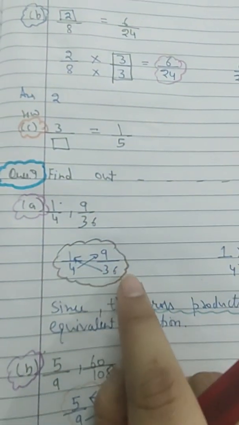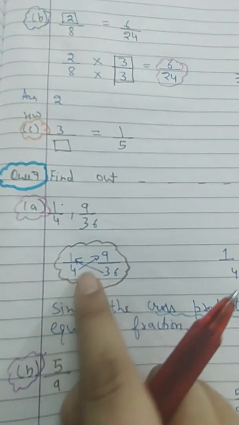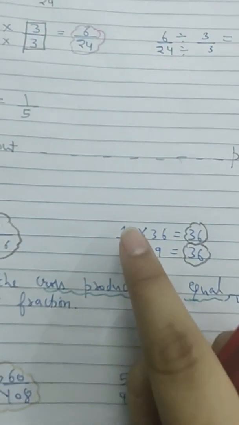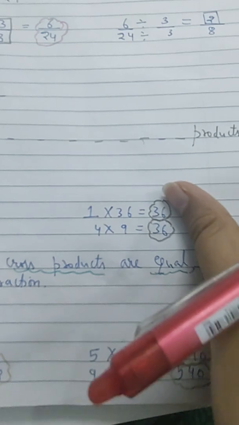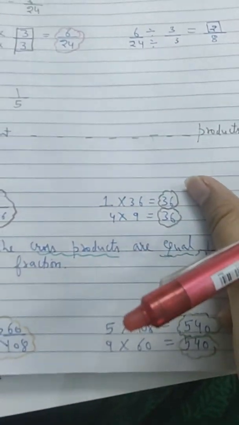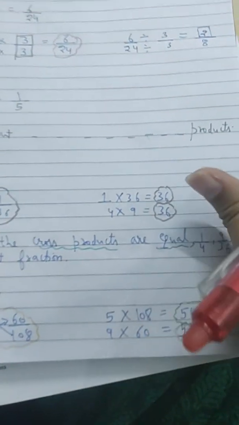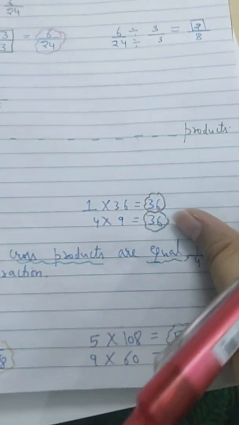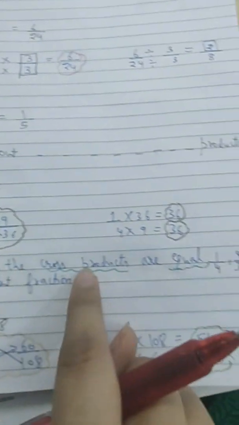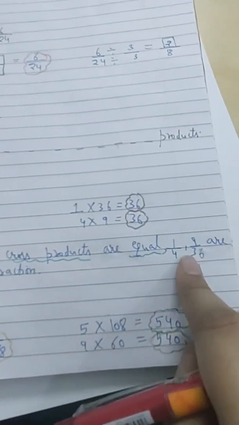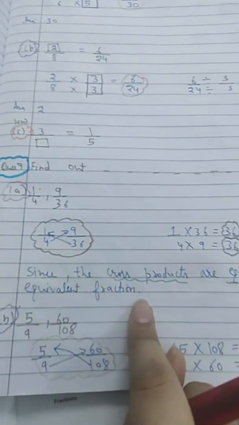You have to cross multiply. 36 will multiply by 1, 4 will multiply by 9. So 1 36 is 36. 4 9s are 36. As you can see, the numbers that we are getting after multiplying are the same. When you get the same product for both, it will be equivalent. Since the cross products are equal, 1 by 4 and 9 by 36 are equivalent fractions.